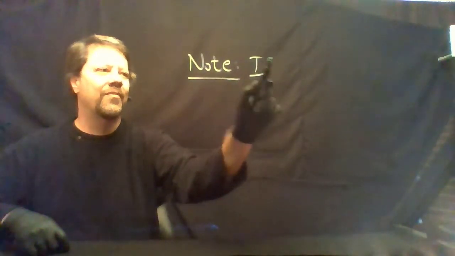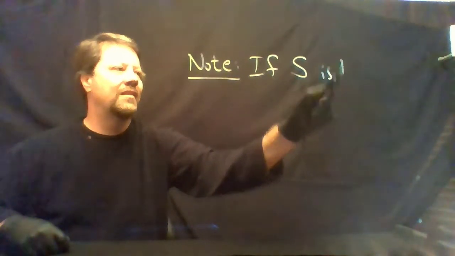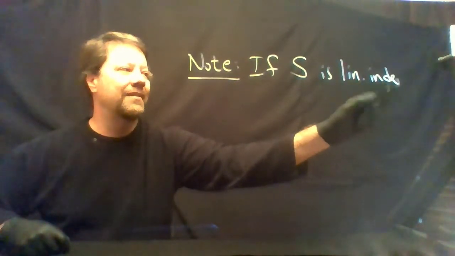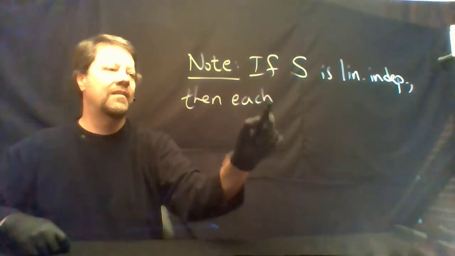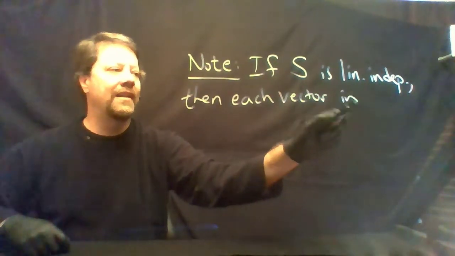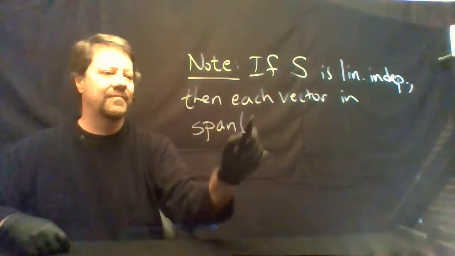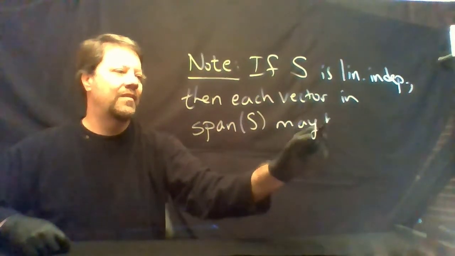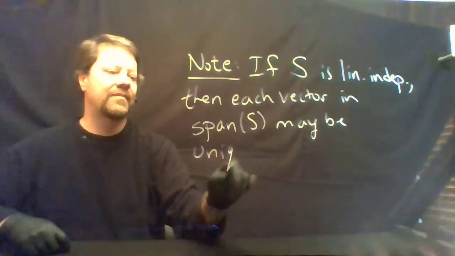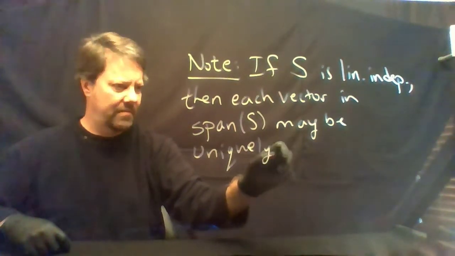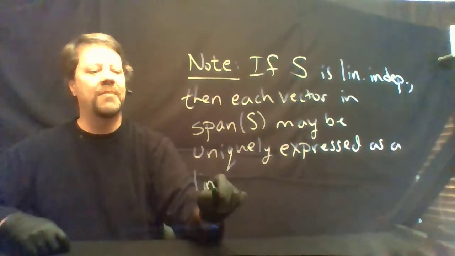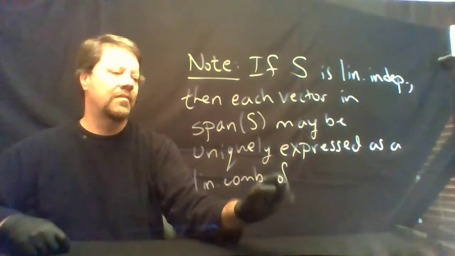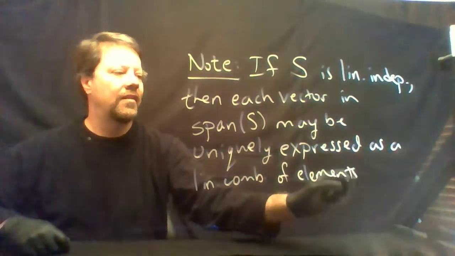Also note, if the set S is linearly independent, then each vector in the span may be uniquely expressed as a linear combination of elements in S.